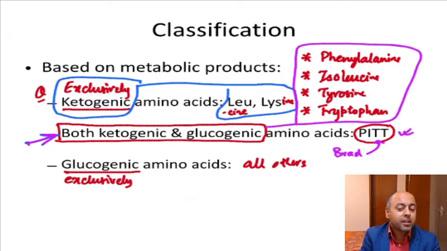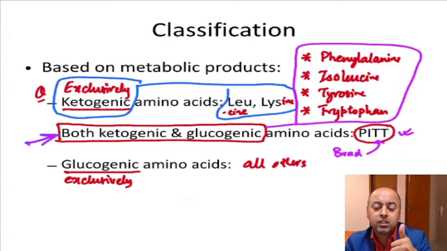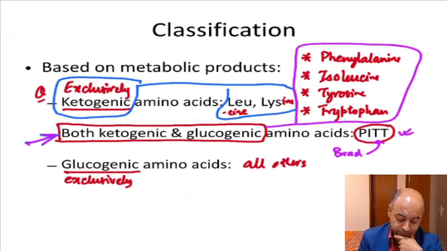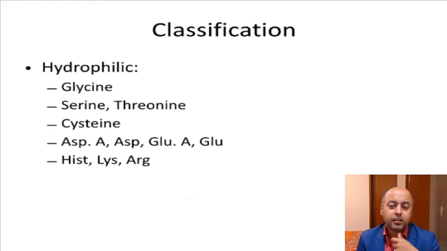So there are two main methods for classifying the amino acids. First, based on the R side chain. Second, on the basis of metabolic end products, whether they are ketogenic or glucogenic. Rarely you may get questions on the nature, whether they are hydrophilic or hydrophobic.